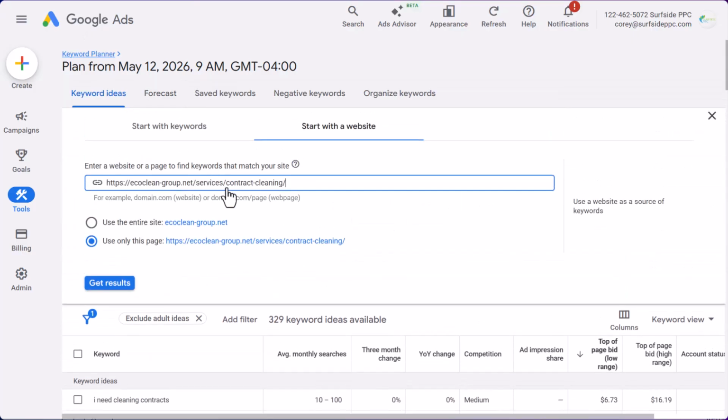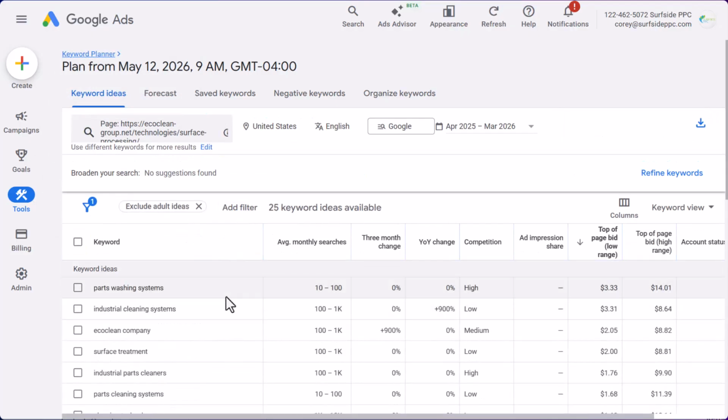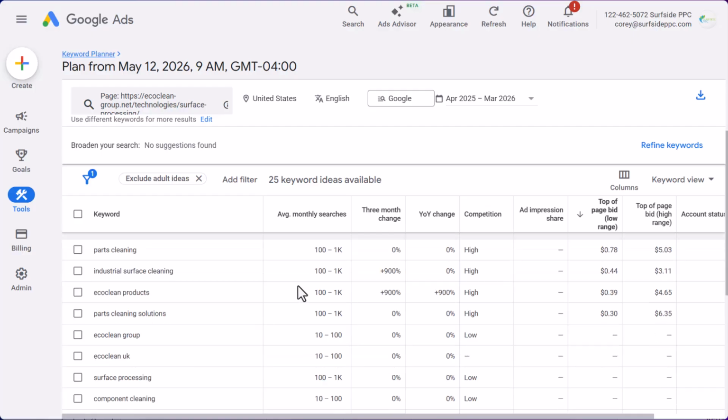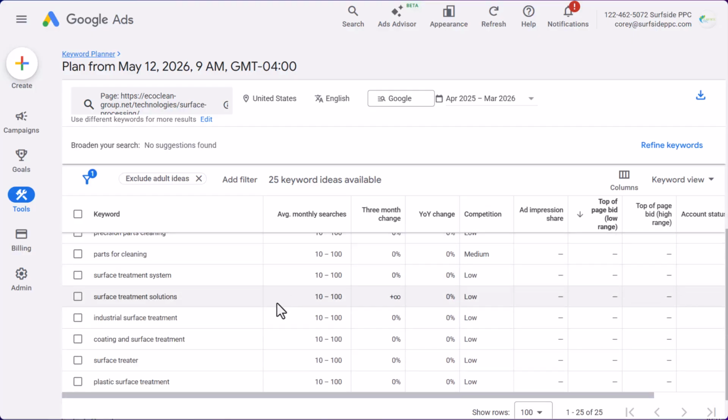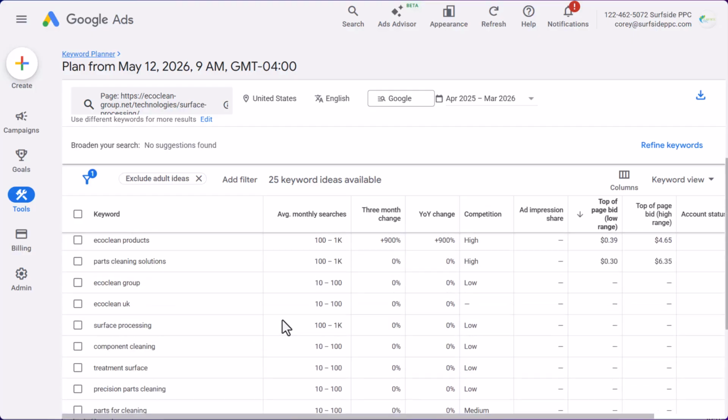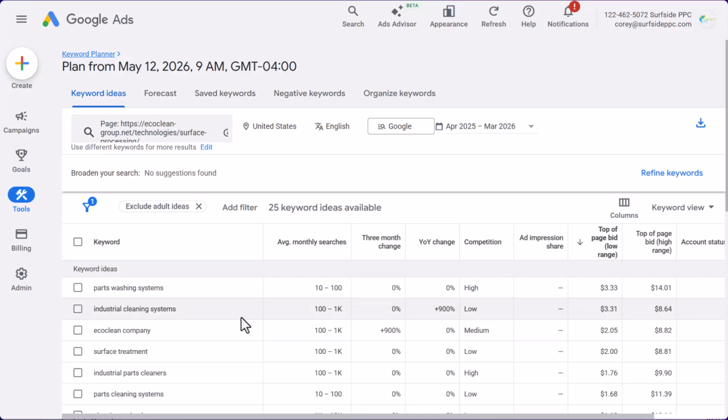We come here and we go, okay, let's start with a website. Let's use that page, get results. And now we have 25 keywords, and these all look like good keyword ideas. Surface treatment solutions, surface treatment system, industrial surface treatment, parts washing systems, industrial cleaning systems. This is definitely a good keyword list to target.